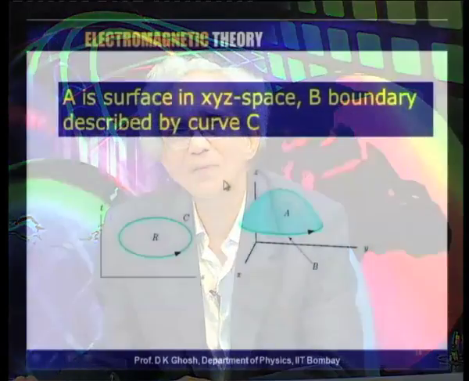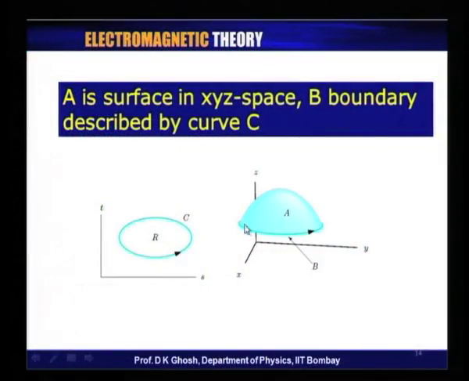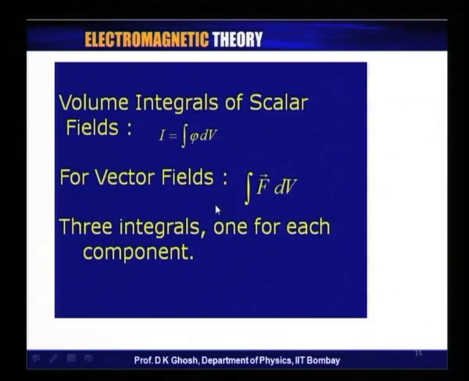Here the same thing, this is the hemisphere, the surface is A, and the rim of this hemisphere is the curve C. And I have to define that if I am going in a particular direction, then the direction in which the head proceeds will be the direction of the normal, the outward normal. So, that is about two-dimensional surface integrals.